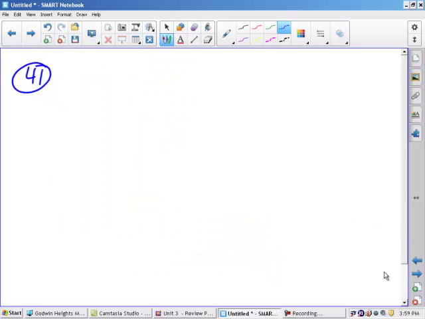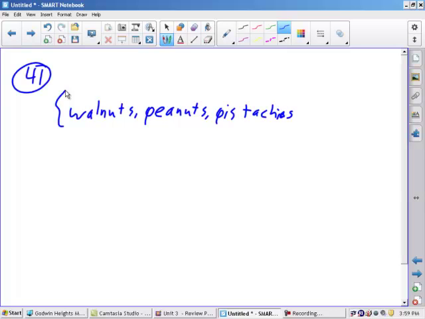Okay, 41. The bulk food section of a grocery store has two bins with different types of mixed nuts. The first bin contains walnuts, peanuts, pistachios. Alright. And the second bin contains pecans, almonds, Brazil nuts, and I already listed walnuts, so I'm not going to list it.